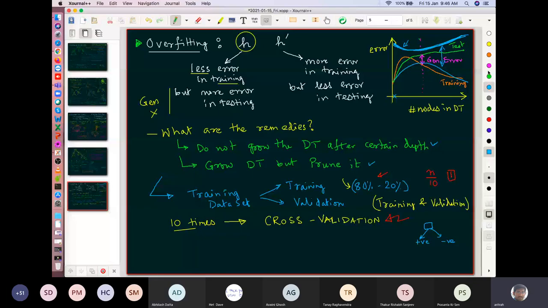Since by your common sense you can get the answer to what you will do, the only remedy that I can see is what we call pruning. So we will try to see two things, two algorithms. One is reduced order pruning, and one is rule post pruning.